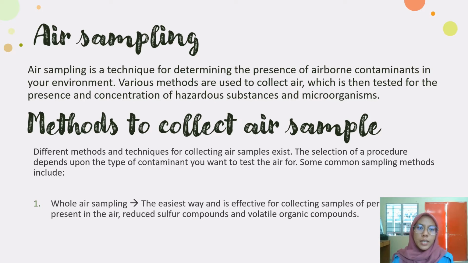What is air sampling? Air sampling is a technique for determining the presence of airborne contaminants in your environment. There are different methods and techniques for collecting air samples. The selection of procedure depends upon the type of contaminant you want to test the air for. Some common sampling methods include: first, whole air sampling, the easiest way and effective for collecting samples of permanent gases present in the air, reduced sulfur compounds and volatile organic compounds.